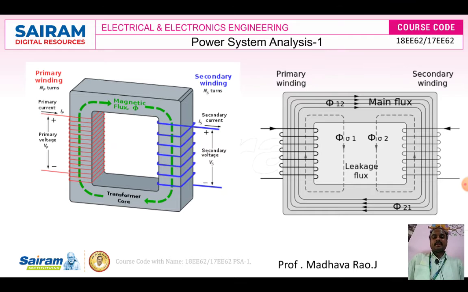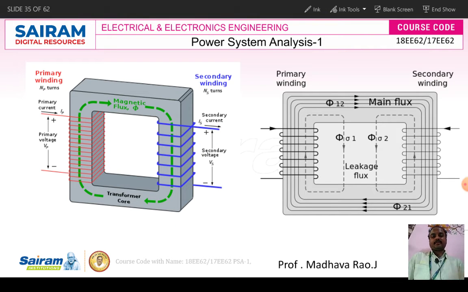So primary winding is connected to supply. Both secondary winding and primary winding are not electrically coupled, but these two are coupled magnetically. So magnetic flux links the primary winding to the secondary winding through the core. This is the core of the transformer. So through the core, magnetic flux links the primary to secondary. Using the mutual induction principle, EMF will be induced, right?